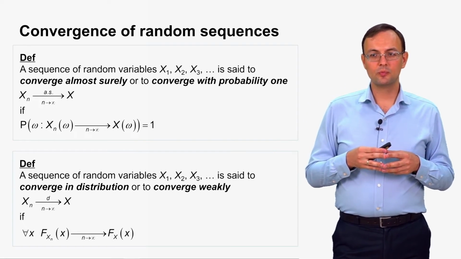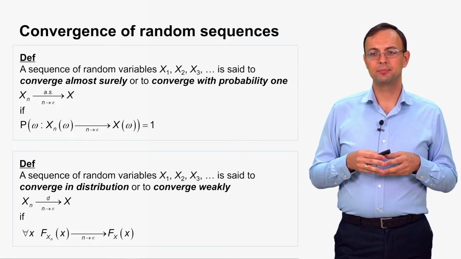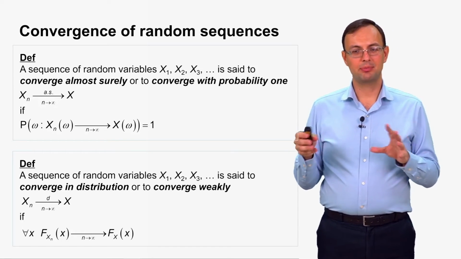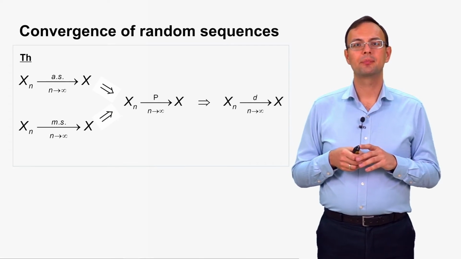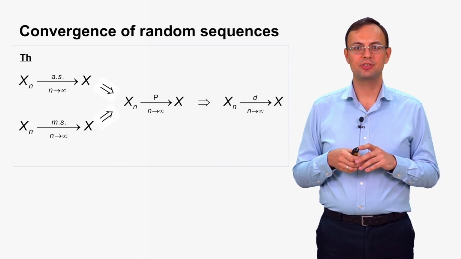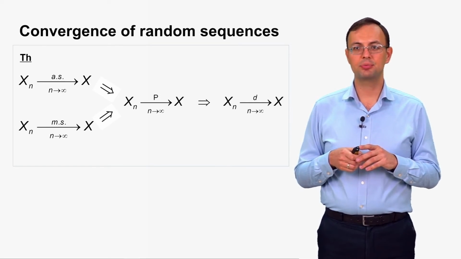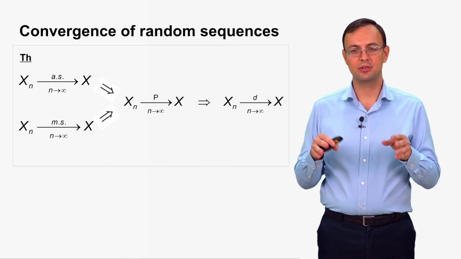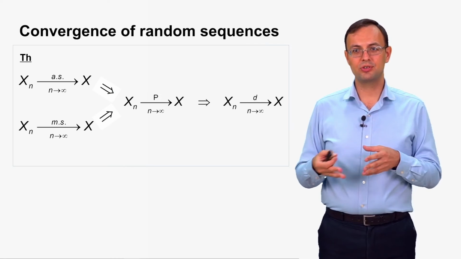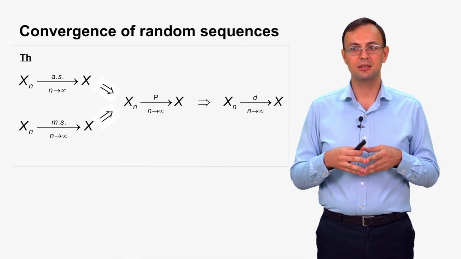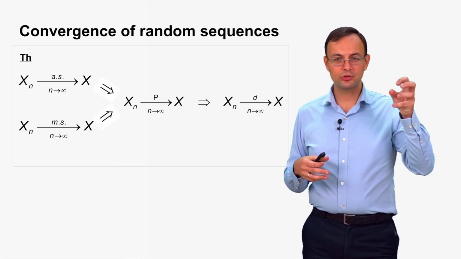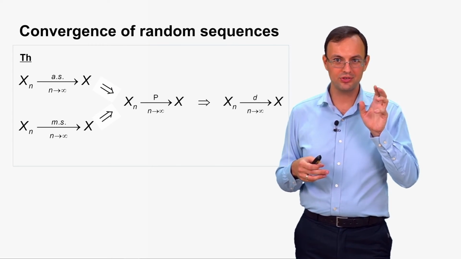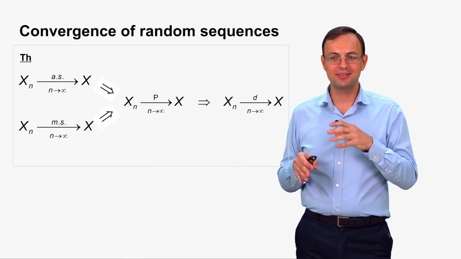Actually, you should also know the relationship between these types of convergence. If a sequence converges almost surely, then it converges in probability. If a sequence converges in mean square, then it converges in probability. If a sequence converges in probability, then it converges in distribution. So almost sure convergence and convergence in mean square are the strongest types of convergence, and convergence in distribution is the weakest one.